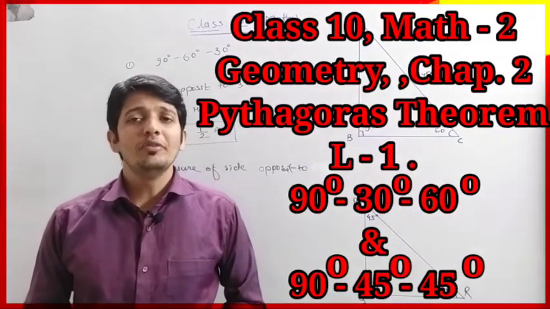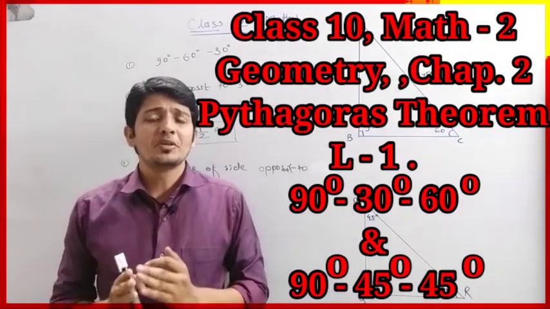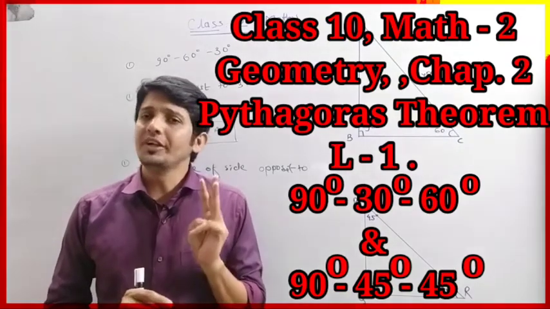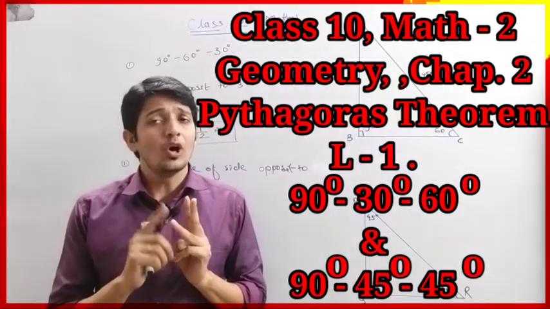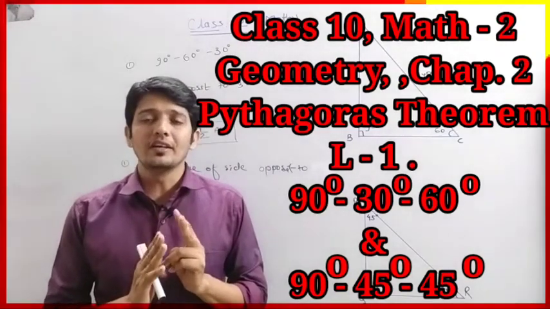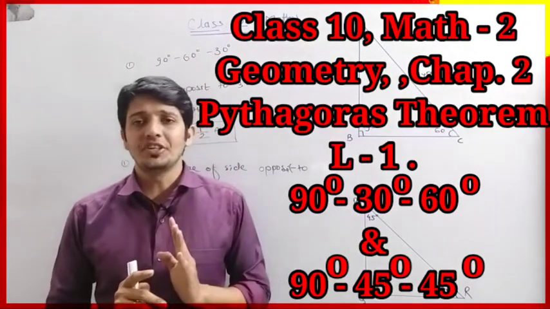So today we will start the two different measurements of the angles. In a right angle triangle we have three different angles. One is of 90 degree and another two are acute angles, if their measures are 30 degree and 60 degree.